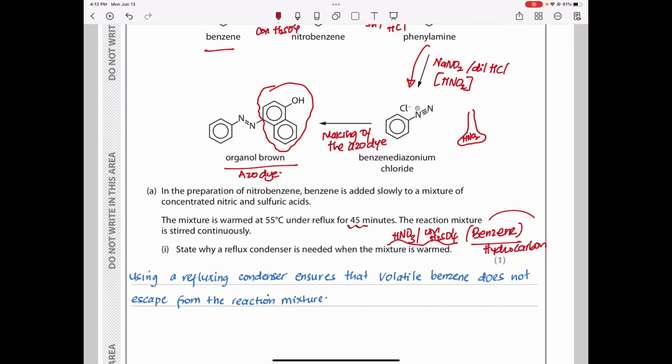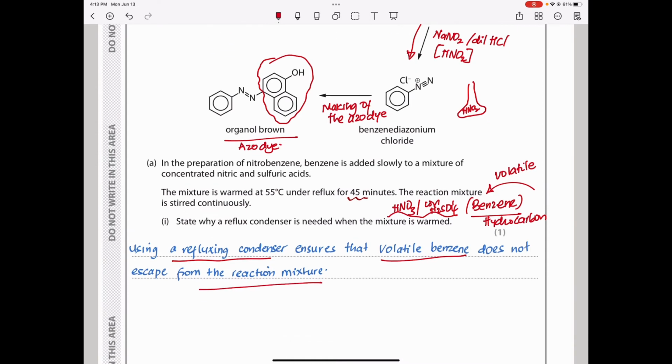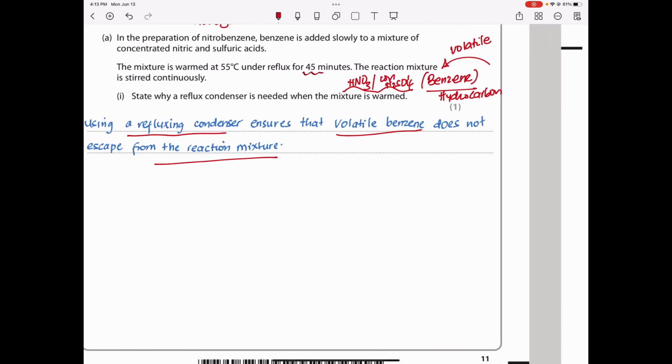And another thing, benzene is actually volatile. So the reflux condenser will cool down the benzene as it's trying to evaporate so that it can return back into the boiling flask in order for the reaction to be carried out to completion. So the reflux condenser ensures that volatile benzene does not escape from the reaction mixture. That is the perfect answer for this question. I will go to the next part.